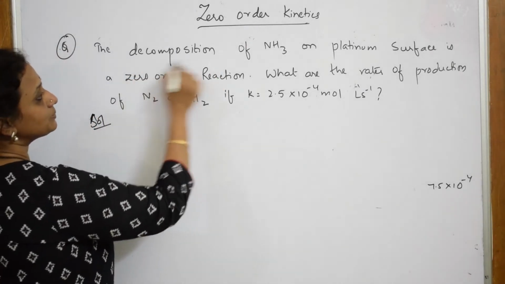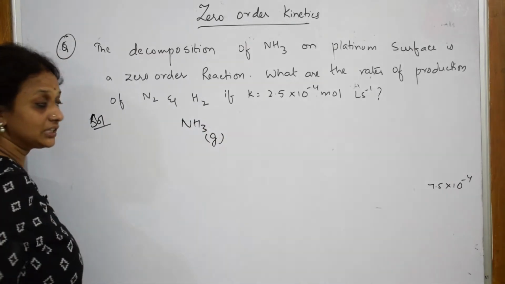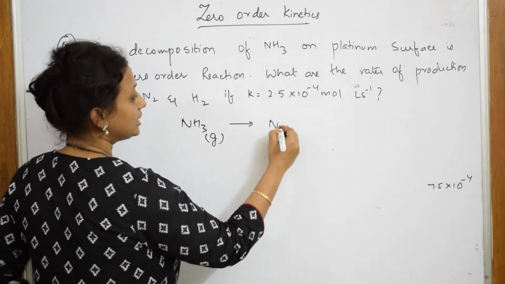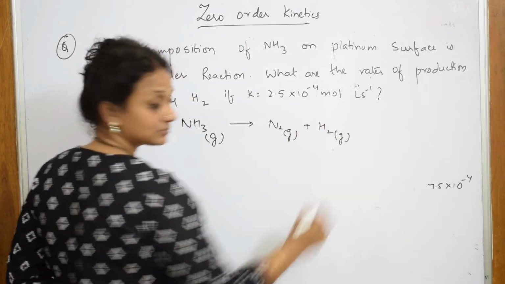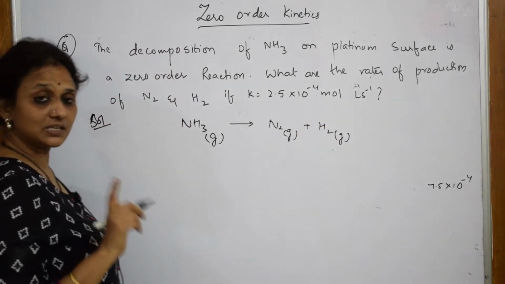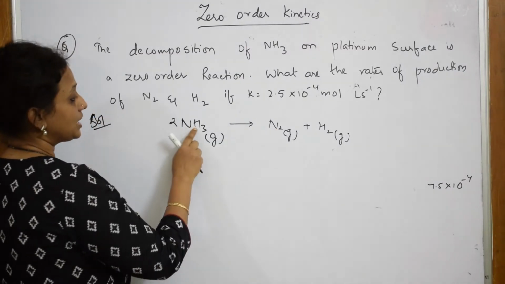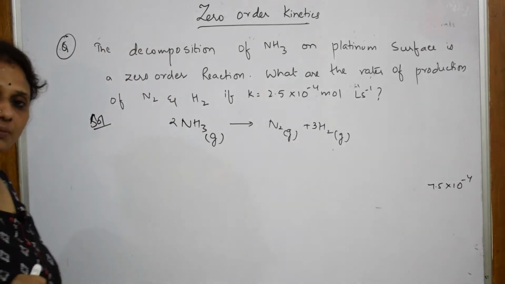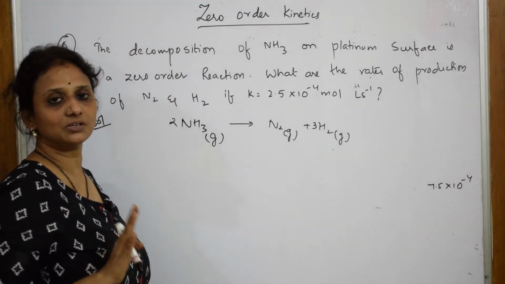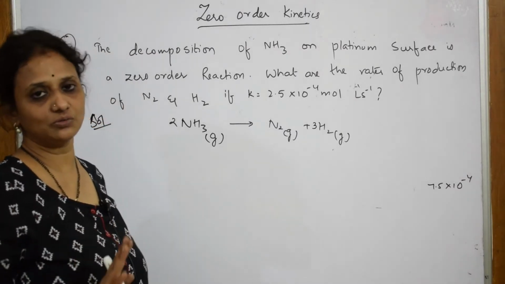So what is the decomposition of ammonia? So NH3 gaseous state. It will decompose into N2 gaseous state plus hydrogen gaseous state. Correct. So first balance it. Stoichiometry I said, and nitrogen is 2 here, so I'm writing 2 here. So hydrogen has become 6, so I'm going to write 3. This is important. Without balancing, please don't start doing the zero order kinetics. A reaction, whatever reaction, try to balance a stoichiometric equation, then only do it.